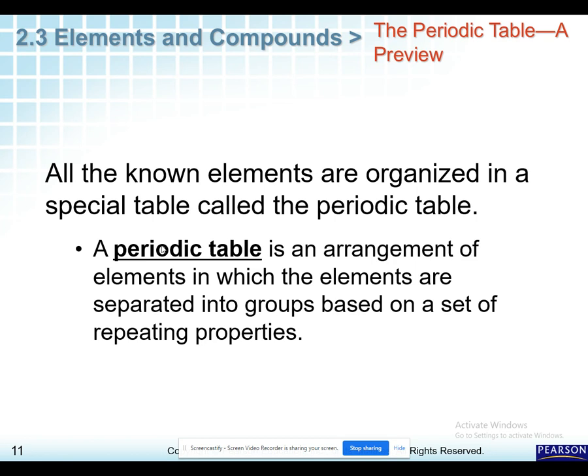So what is the periodic table? Well, a periodic table is an arrangement of elements in which the elements are separated into groups based on a set of repeating properties. So I would accept it's an arrangement of elements based on properties. That is an awesome definition. So the arrangement of elements based on properties.